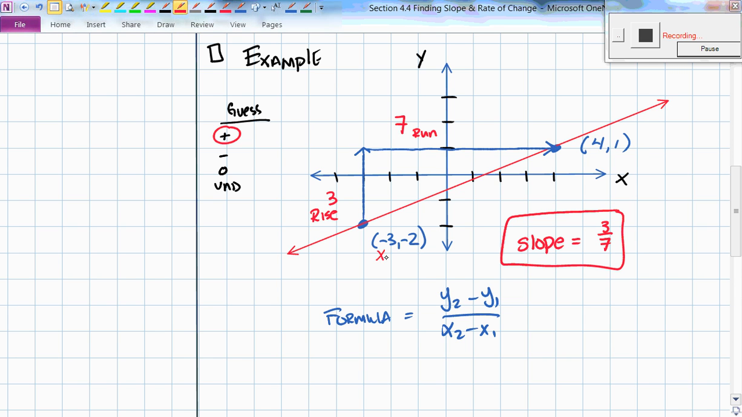This is x1. This is y1. This is our second point. This is x2. This is y2. I'm going to plug into my formula, and hopefully it's the exact same thing as 3/7. Otherwise, we did something wrong.